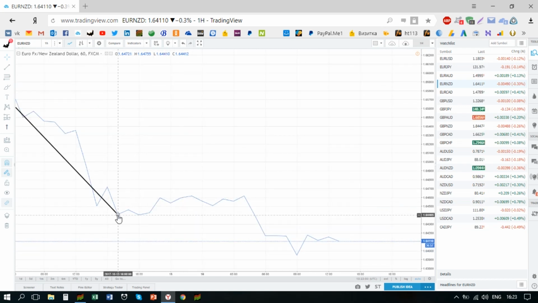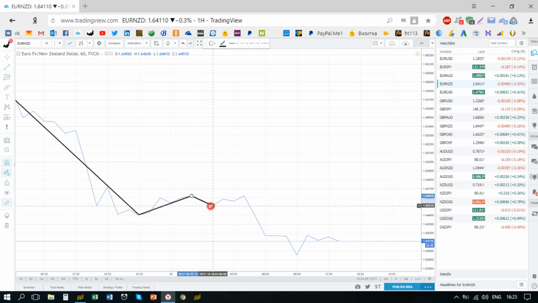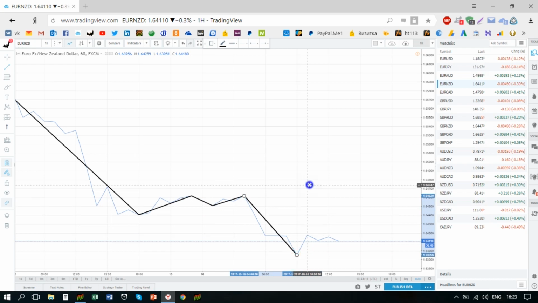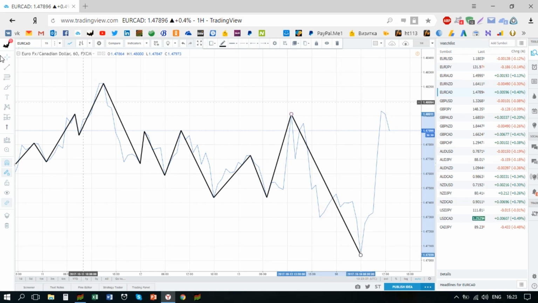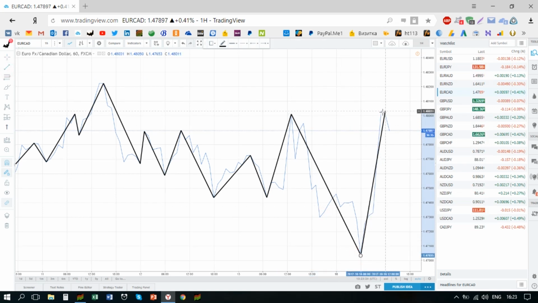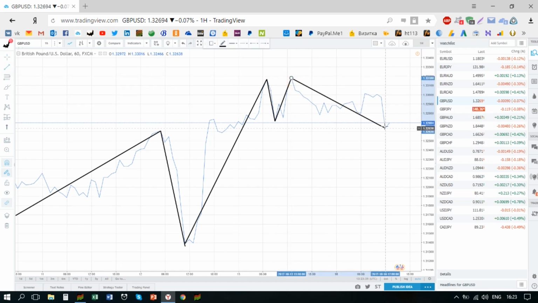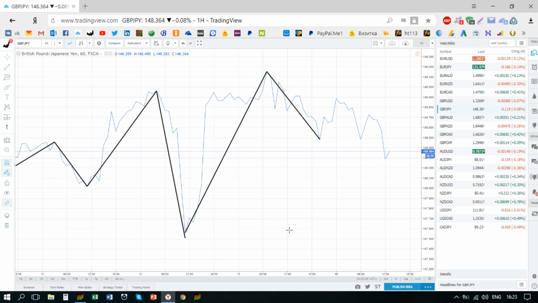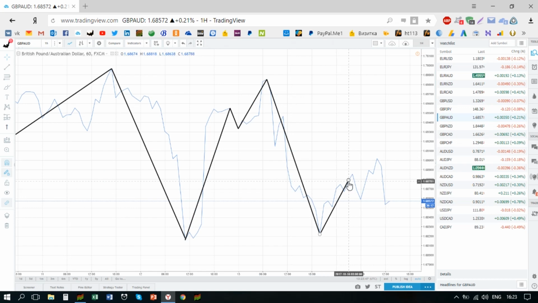Okay, for Euro New Zealand we had a new low, then we have a new high, another high, a new low, a new high, and then we have it this way. Perfect. For Euro Canadian we have a new low, and then we violate that this way. Nice. For pound dollar we violate that most recent high low this way. For pound yen we do it this way. Pound Aussie, it goes very fast. When you know what to do, it is pretty fast.